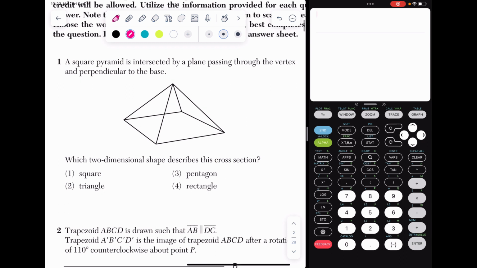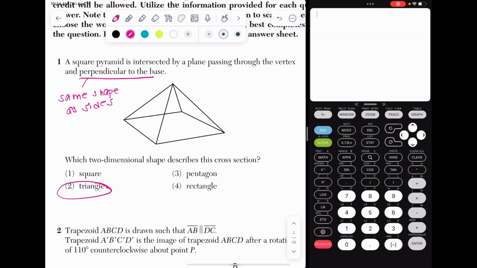Okay, number 1. A square pyramid is intersected by a plane passing through the vertex and perpendicular to the base. Which two-dimensional shape describes the cross-section? Whenever the cross-section is perpendicular to the base, it's going to be the same shape as the sides. And by the way, if it was parallel to the base, it would be the same shape as the base. So the sides of this shape are triangles, so our answer is choice 2.